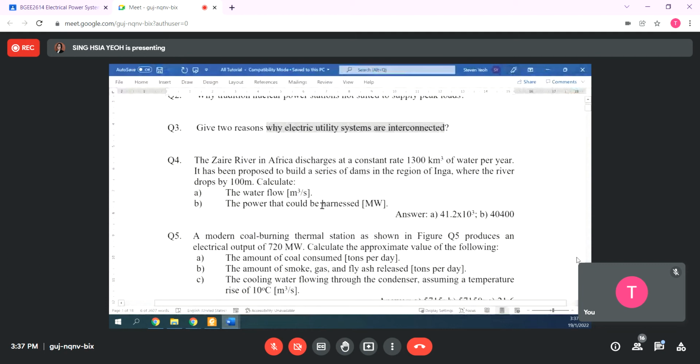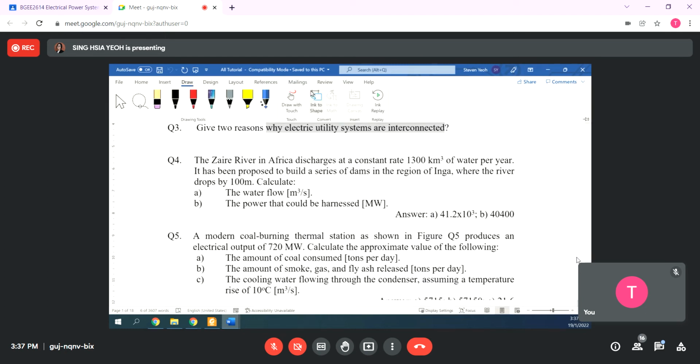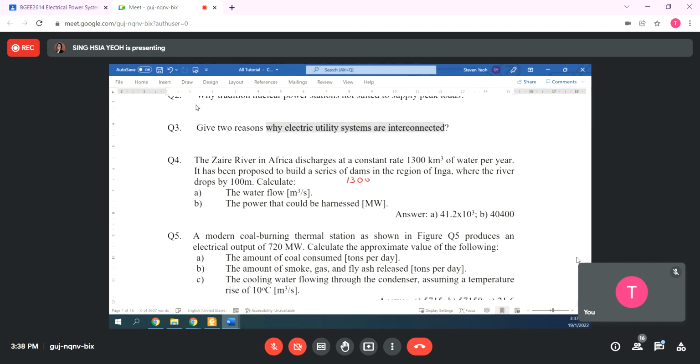Okay, let's look at this question. So they say the river discharges at a constant rate of 1,300 kilometer cube of water per year. Okay, so it has been proposed to build a series of dams where it drops by 100 meter. Calculate the water flow. Can you do it? So this one you have to change from 1,300 kilometer cube per year. Can you change it to meter cube per second?